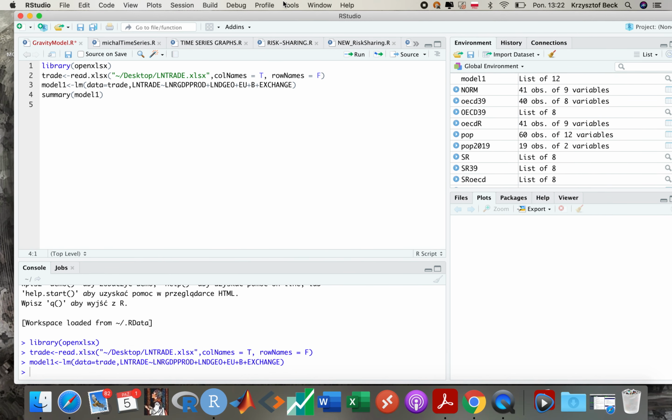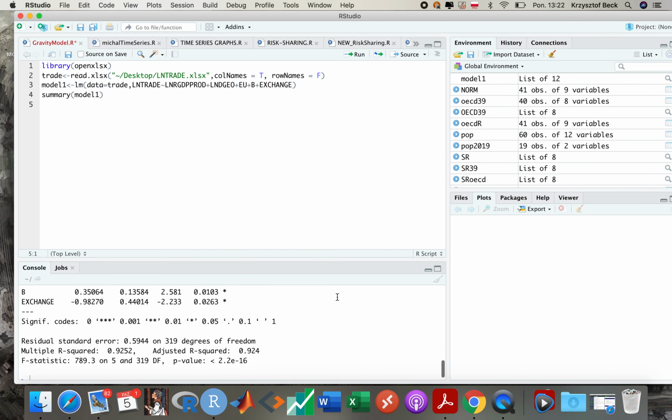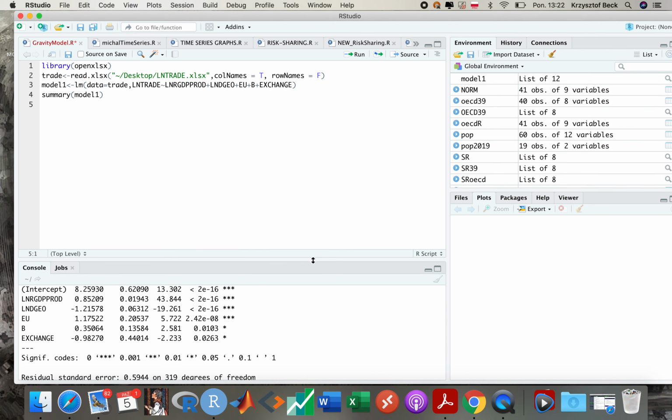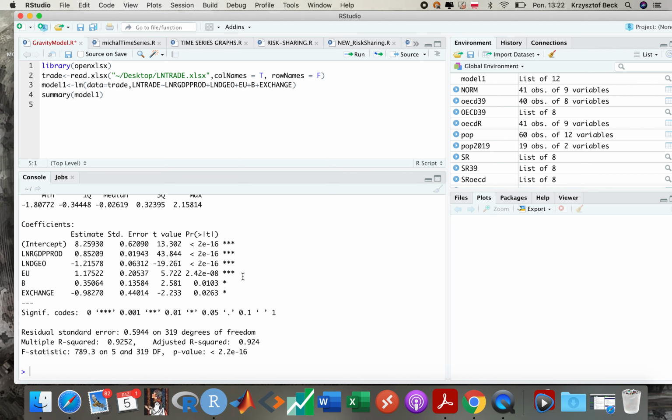Now, once we have model 1, we can use the function summary to see this model. And of course, look here, what you have are the results, but the results are exactly the same as we obtained in Eviews. But as you will learn later, hopefully R is way easier to handle once you have learned it.